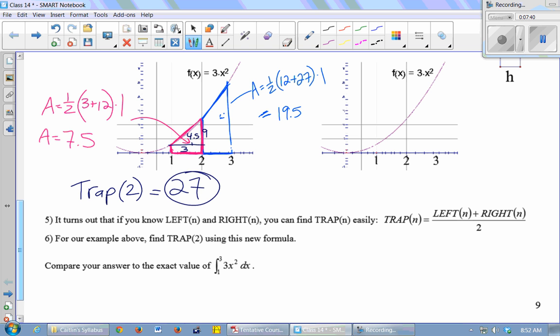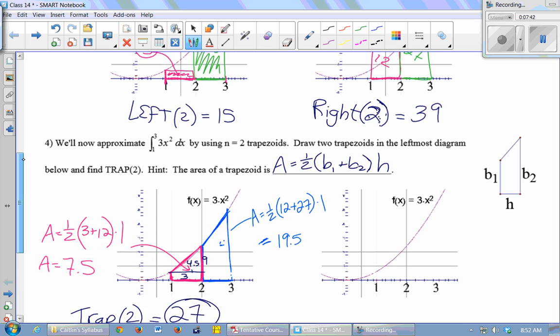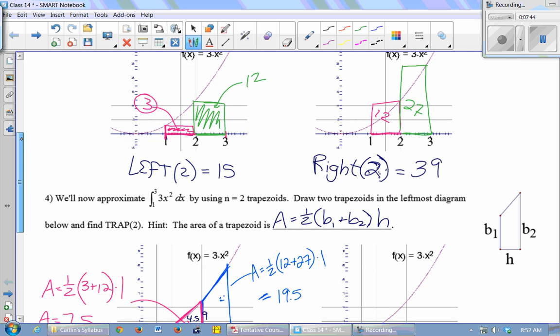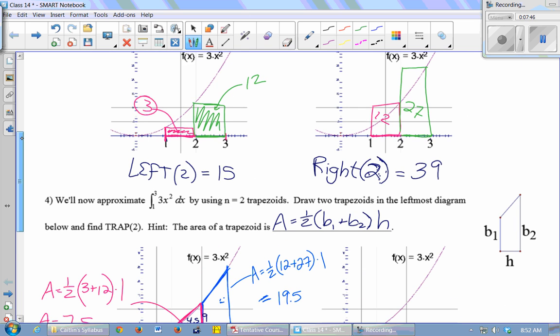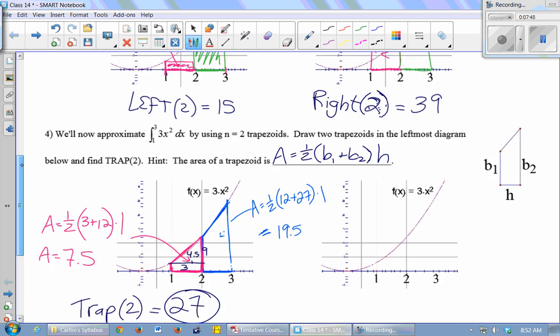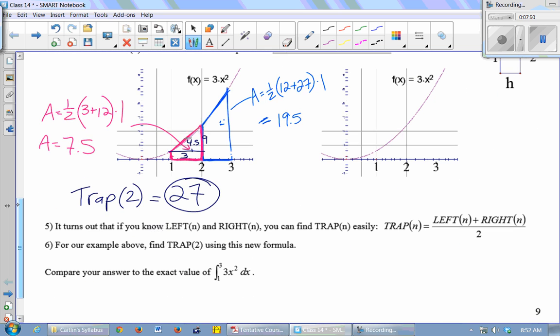Okay. And that came out somewhere between left 2 and right 2, because left 2 was a big underestimate and right 2 was a big overestimate. And this one is, which is it, under or over? Over, but just by a little bit, because those lines are pretty decent approximations for that curve.